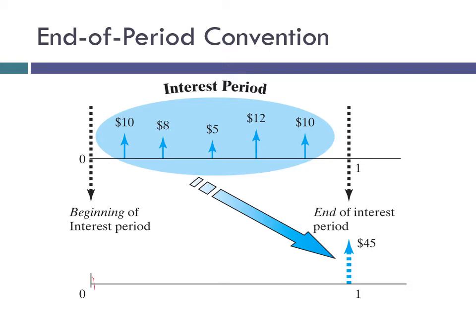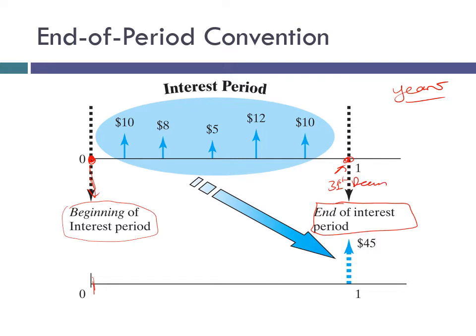And this 0 over here represents the beginning of the period, and 1 is the end of the first period. So if the cash flow diagram is given with respect to years, then this is the beginning of the year, which means it is the 1st of January. And this point over here is the end of the first year and beginning of the second year, which means it is the 31st of December and also the 1st of January. Okay, this represents the end of the year.